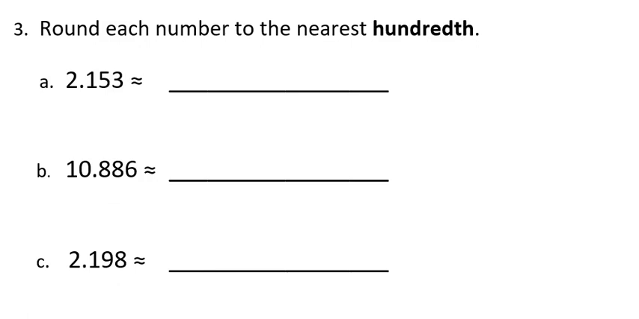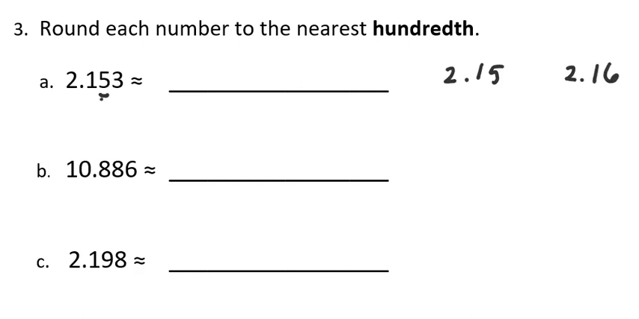And the last rounding we will do is rounding numbers to the nearest hundredth. Question A has 2 and 153 thousandths. I'll identify the digit in the hundredths place first, so that would be a 5. That means that my answer choices will be 2 and 15 hundredths or 2 and 16 hundredths.